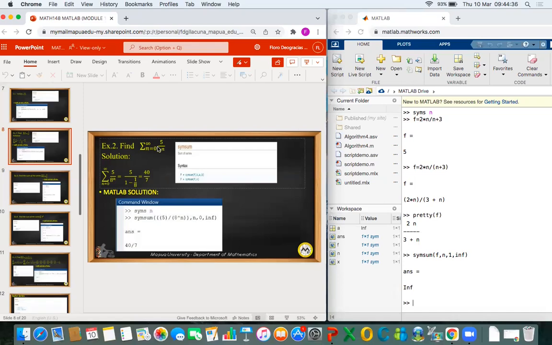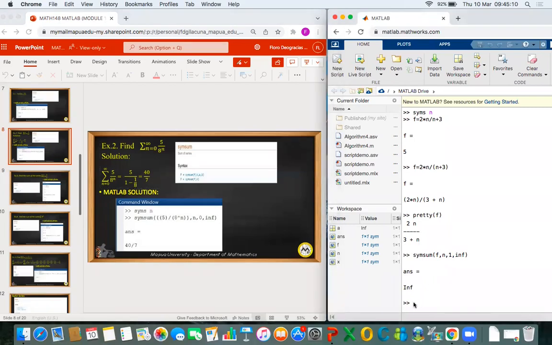We take the absolute value of r, which is 1 over 8, less than 1, so the series converges. And a convergent series has a sum. And the formula for the sum of a geometric series is a over 1 minus r. So as you can see, you have 5 as your a, then 1 minus r is 1 minus 1/8. The answer is 40 over 7. So that's how we manually get the sum of this geometric series, right? Okay, using now the symsum command in Matlab.